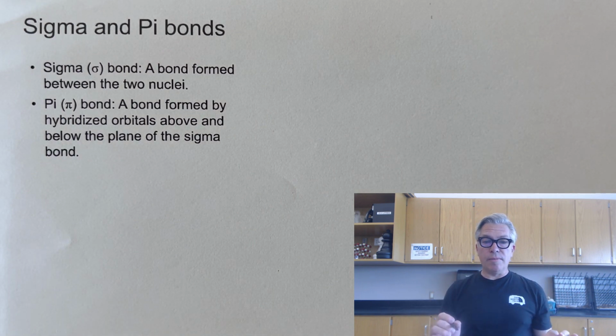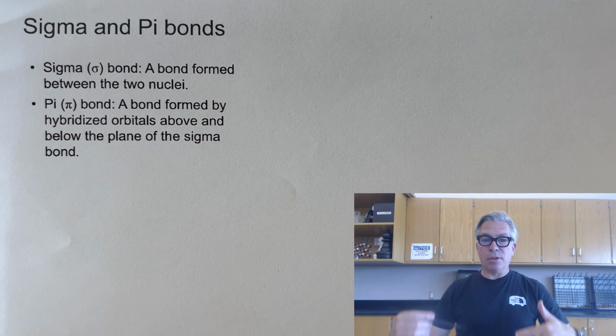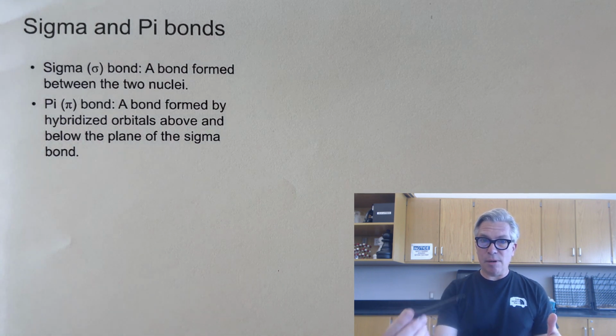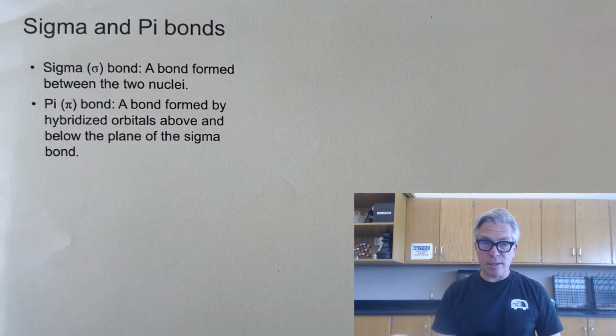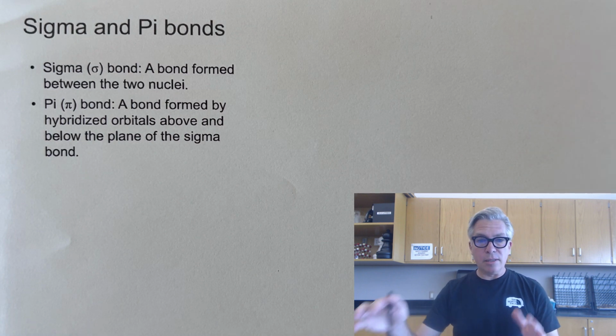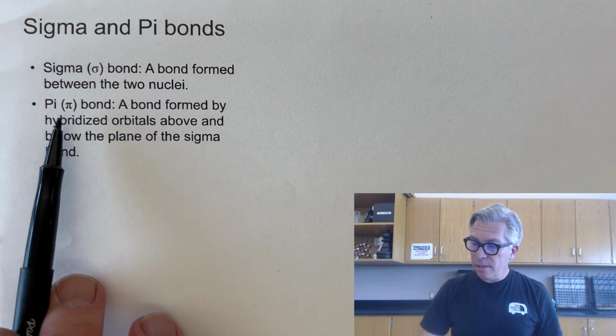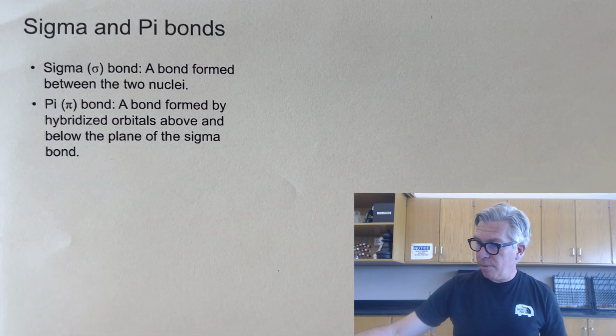So what we do is we get together and say, all right, let's take a remaining p orbital that we're not using and morph it above and below the existing sigma bond, kind of like a hot dog bun. It's a lame way to say it, but kind of like the buns on opposite sides of a hot dog. The pi bond is above and below the plane of the sigma bond. So let's look at a quick picture of that.